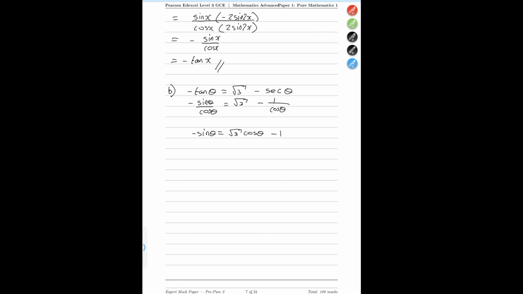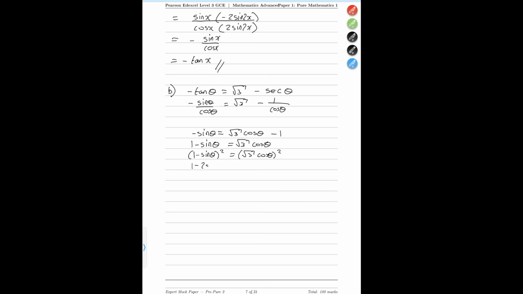So what I'm seeing here is if we shift to the left, I'm going to make this 1 minus sine theta equals √3 cosine theta. It's a bit tough to spot here, but what you're actually supposed to do is square both sides of this equation. So (1 minus sine theta) squared equals (√3 cosine theta) squared.